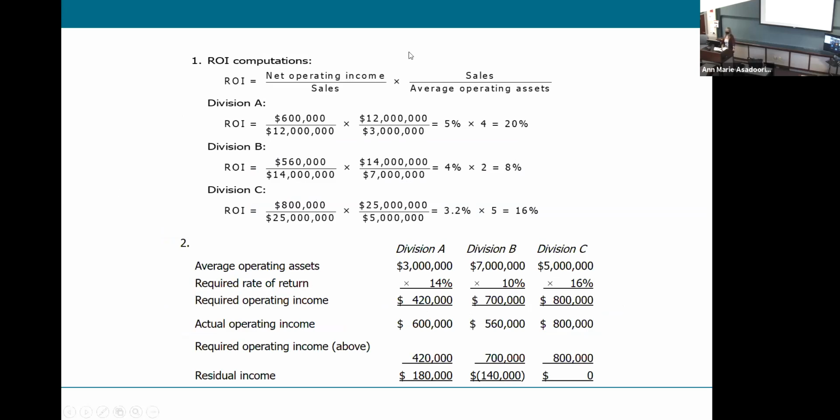Okay, so here's the ROI computations broken down into margin times turnover. So here, division A is the better performing division. And what I'm asking you is, if division A is evaluated solely on ROI and there's an investment opportunity that comes in and it is 15%, will division A accept or reject it? Reject it, why?